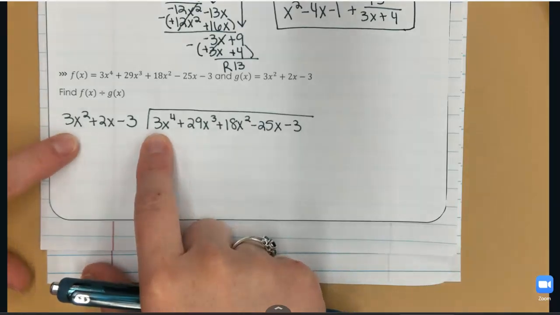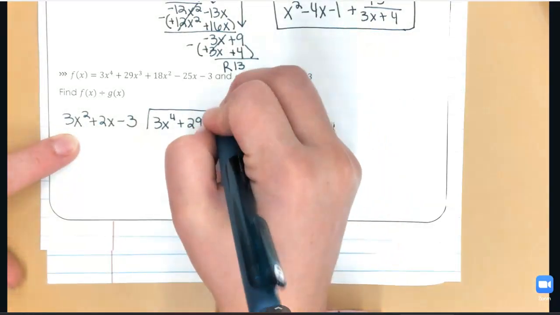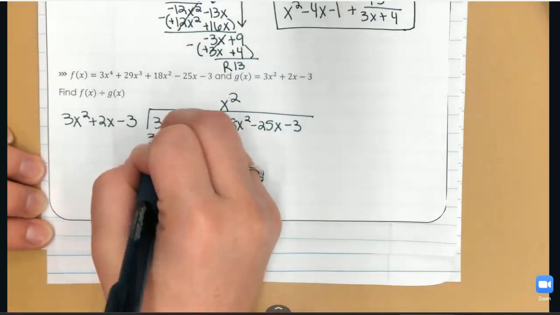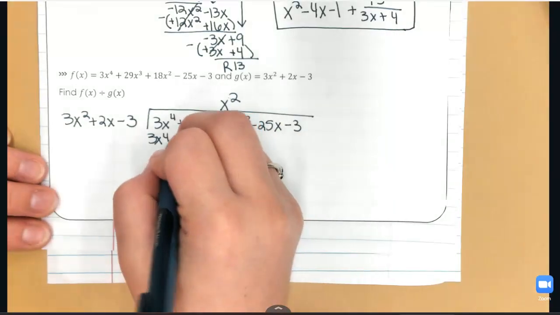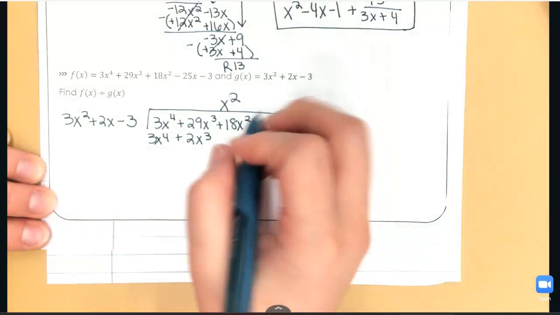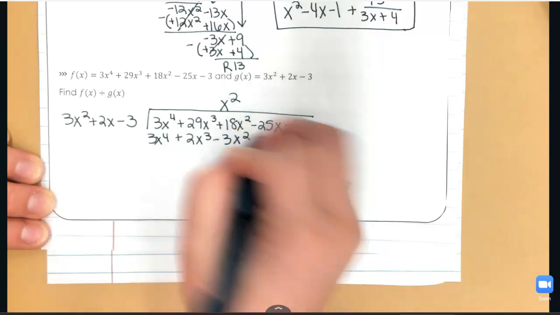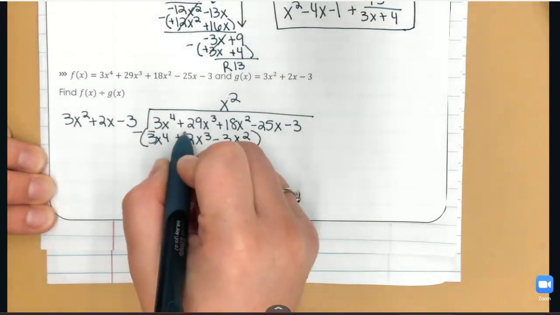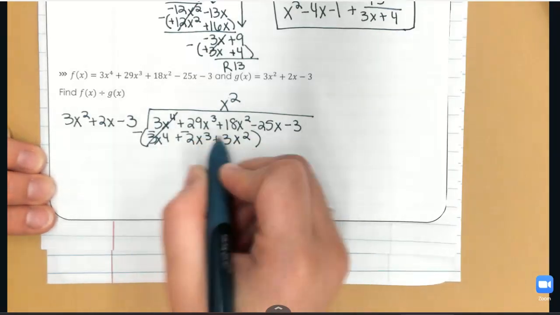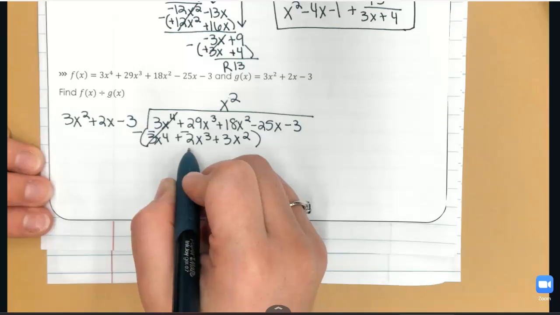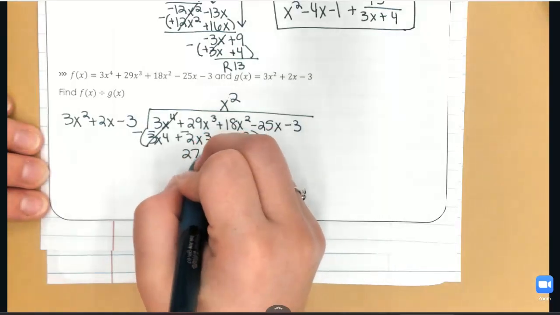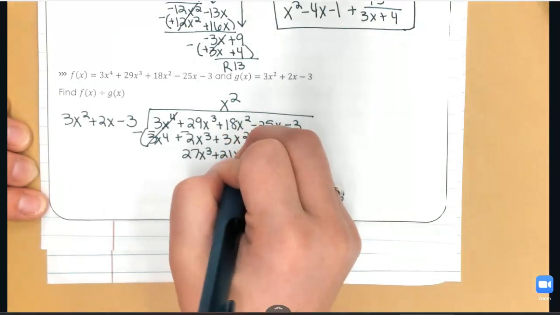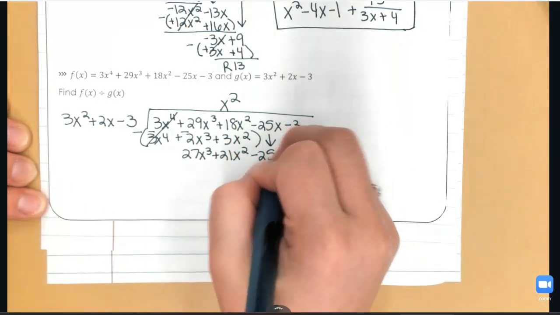So what would I need to multiply 3x squared by to get x to the 4th? Well, that is x squared. Now x squared times 3x squared will give me 3x to the 4th. X squared times 2x will give me 2x to the 3rd. And then negative 3 times x squared is negative 3x squared. So I'm going to subtract that whole trinomial. That means I'm going to be distributing my minus sign. So those cancel. 29x to the 3rd minus 2x to the 3rd gives me 27x to the 3rd. And then 18x squared plus 3x squared is 21x squared. I can bring down the minus 25x.